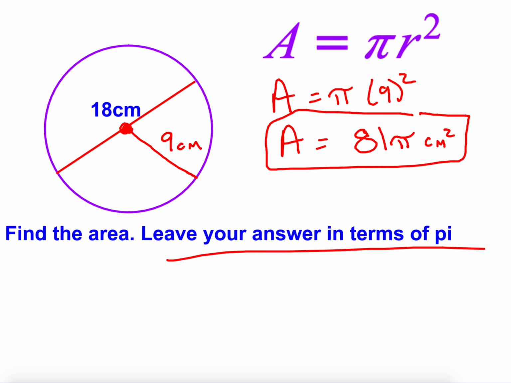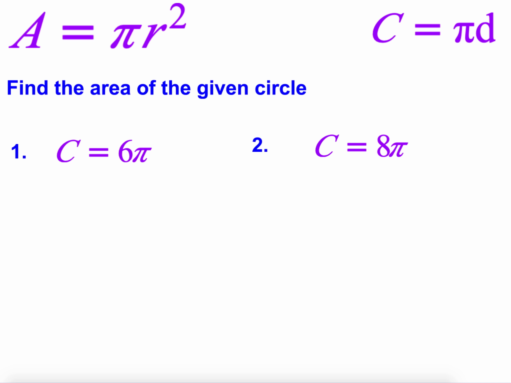Okay, one more type of example I want to show you guys. What's going to happen is you guys are going to be given a circumference formula, and you need to find the area of that specific circle. Okay, so let's look here. Here I rewrote the circumference of a circle formula. So circumference is equal to pi times your diameter, right? That's diameter. That's terrible handwriting, sorry, but that's diameter.